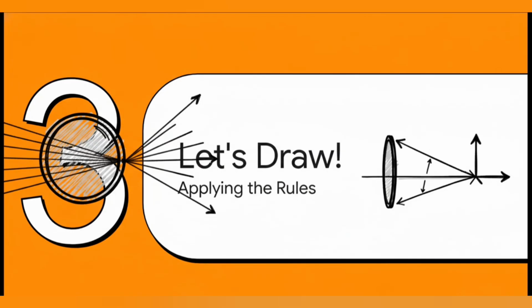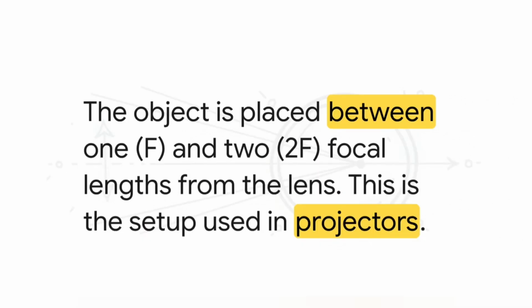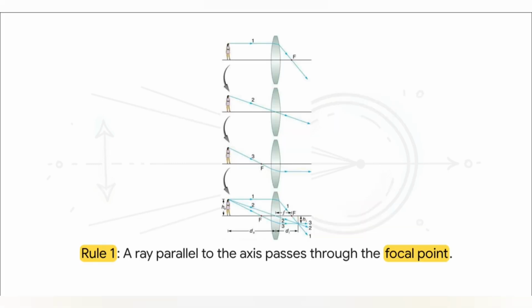Okay, enough with the theory. It's time to actually put these rules to work. Let's get our pencils out, so to speak, and draw a diagram for a really specific and really important setup. So here's our scenario. We're going to place our object, we'll use a simple arrow, in a very particular spot. It's going to be somewhere between the focal point, let's call it F, and a point that's twice as far, or 2F. Now, this isn't just a random spot. This specific placement is the secret sauce behind how projectors actually work. Let's go. Time to apply rule number 1.